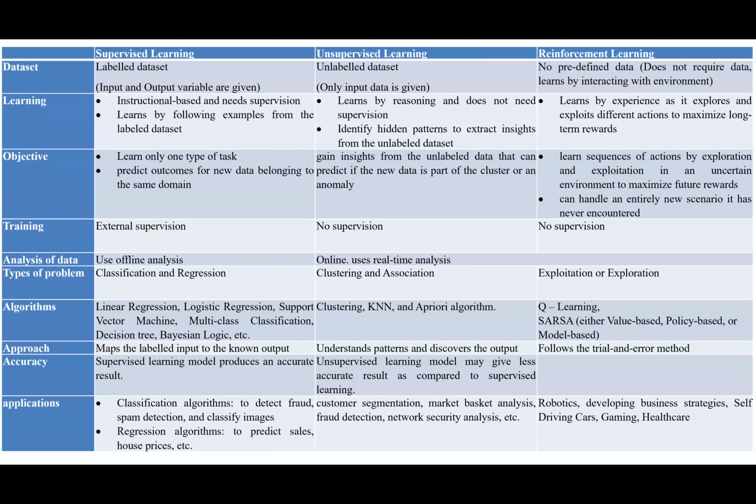So this is kind of like unsupervised learning, when you learn on your own through observation and analysis. Okay, reinforcement learning. The machine learns by experience as it explores and exploits different actions to maximize long-term rewards, right? If you remember, we discussed that if it takes the right decision, rewards are given. If it takes the wrong decision, then a penalty is charged. So this is how it learns by experience, right?